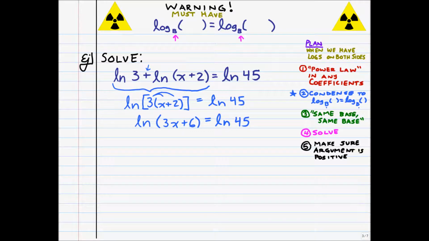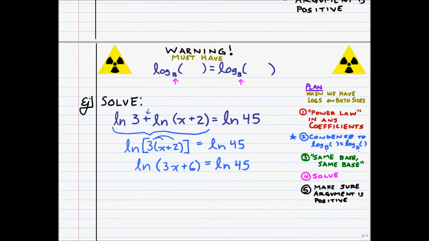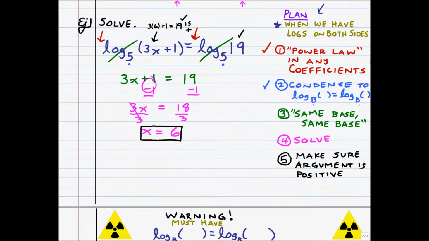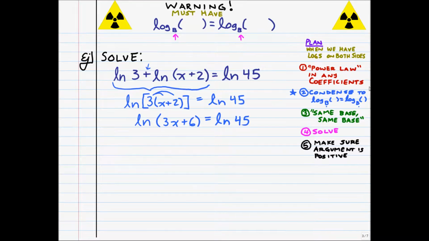And now at this point, I can take a deep sigh of relief. That's what I meant. Because now the equation looks just like the last one. A little bit different, ln instead of log base 5, but in reality it's the same as that last equation. So I can go through and evaluate this the same way.